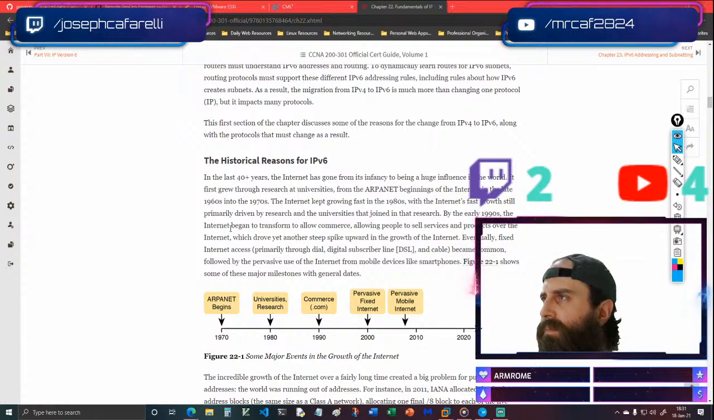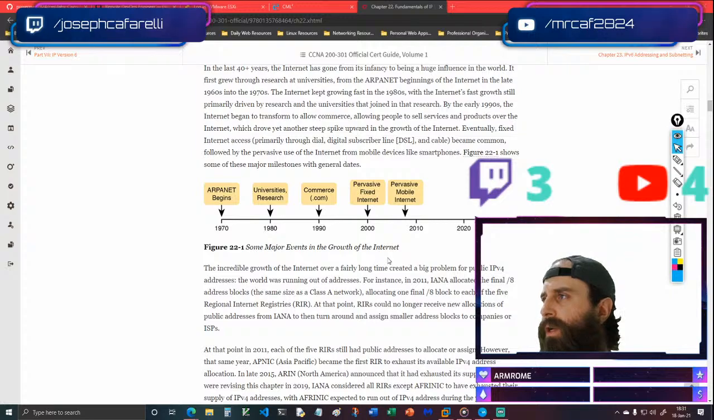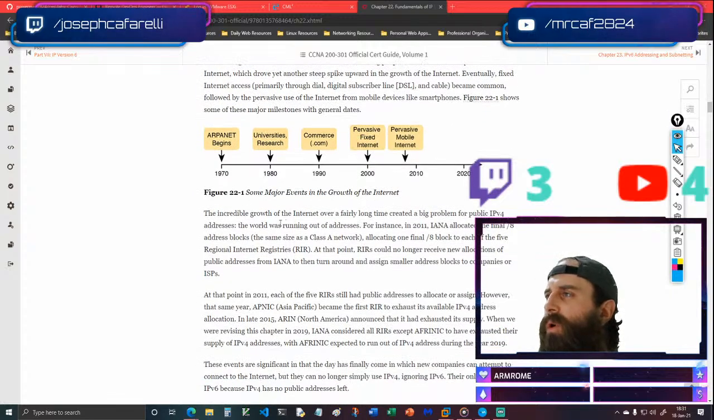And obviously, it's just grown immensely, and that's why they had to create IPv6, because things have gotten so big. So the incredible growth of the internet over a fairly long time created a big problem for public IPv version 4 addresses. The world was running out of addresses.